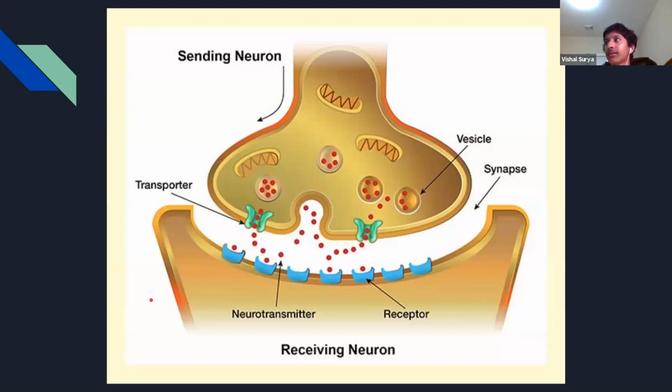Now let's go into the sending neuron. Right here, you will learn a couple more of these other terms later, but you see the synapse and the neurotransmitter, sending neuron, and that's how it mainly looks. We'll look back at this diagram in a bit after this slide.